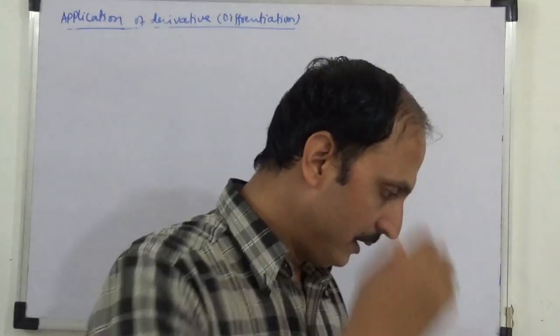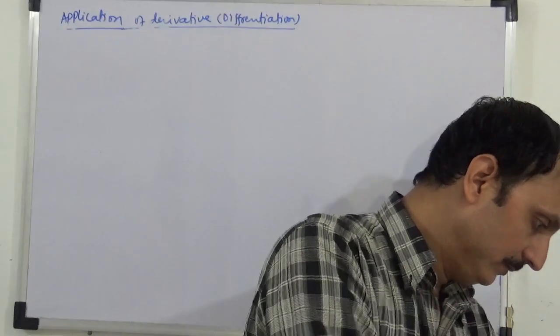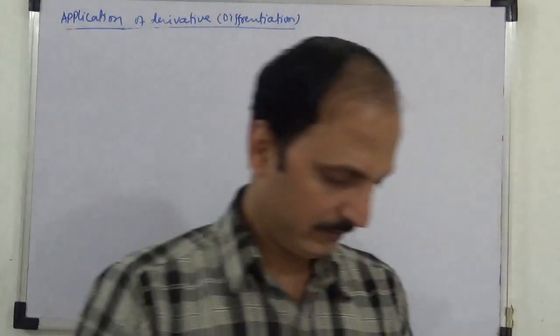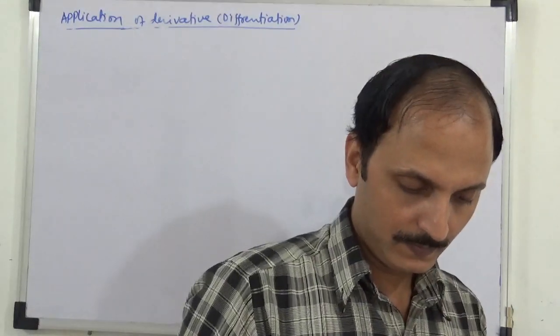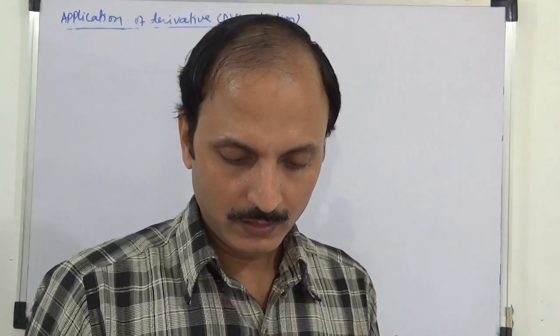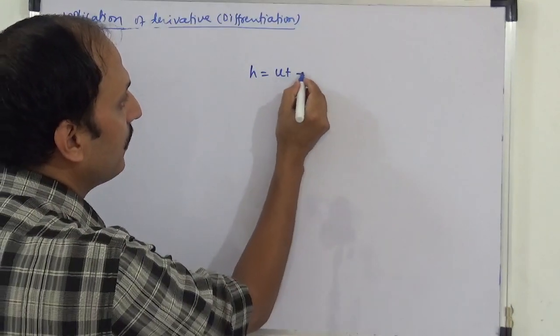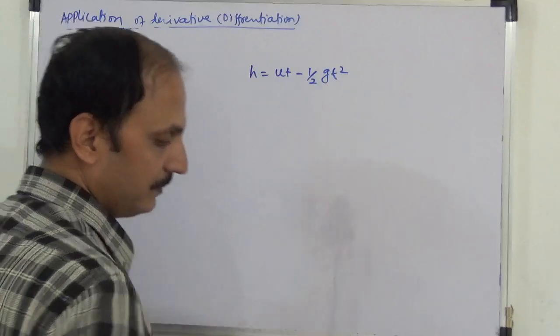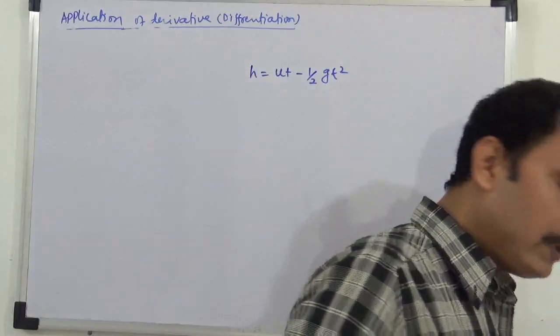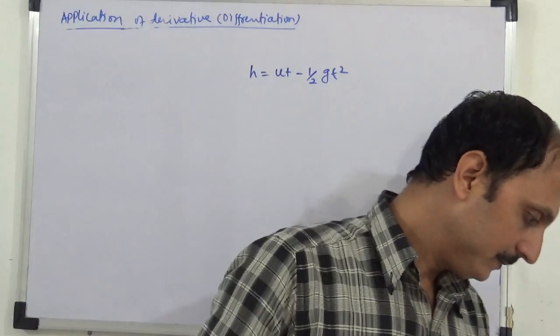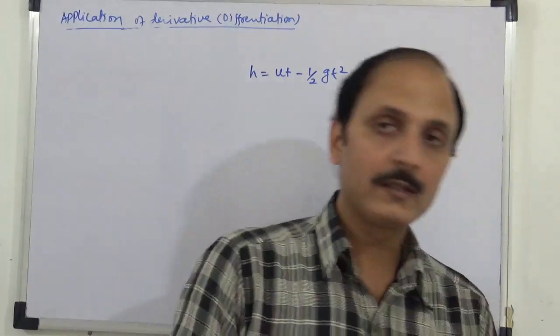The height reached in time t by a particle. Question is, please write: the height reached in a time t by a particle thrown upward with a speed u is given by h equals ut minus half gt square, where g is 9.8 meter per second square. Find the time taken in reaching the maximum height.